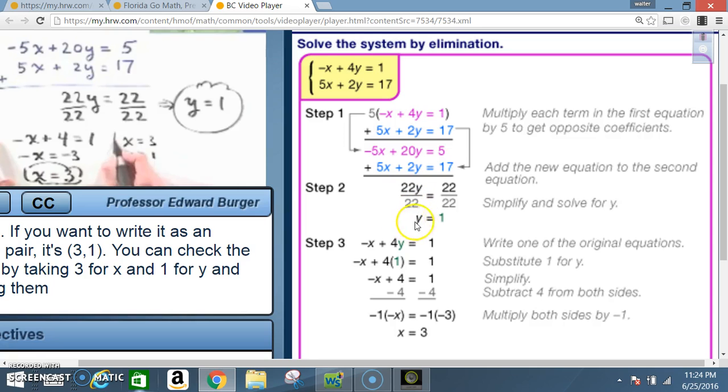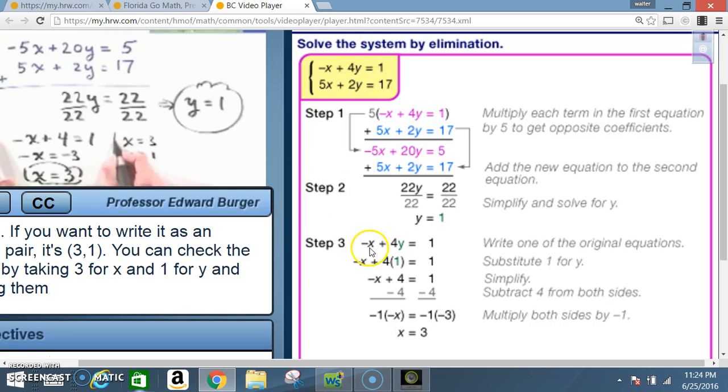But we already know the rule. All we see is 1y. So 22 divided by 22 is 1. So y is equal to 1. Now I can use the top equation or the bottom equation to find out what the x value is going to be. He chose the top equation.